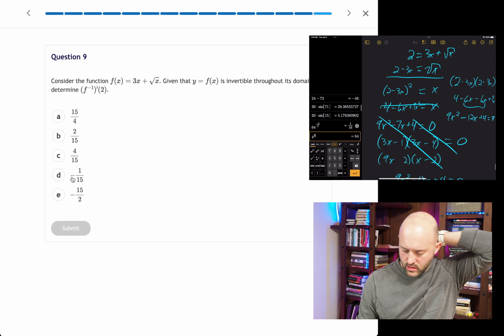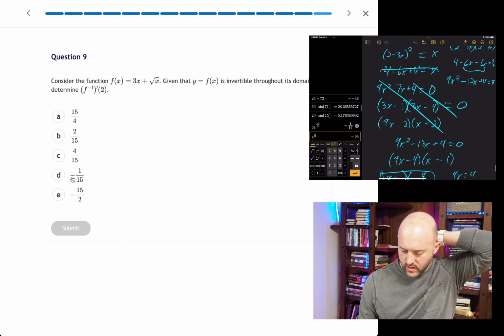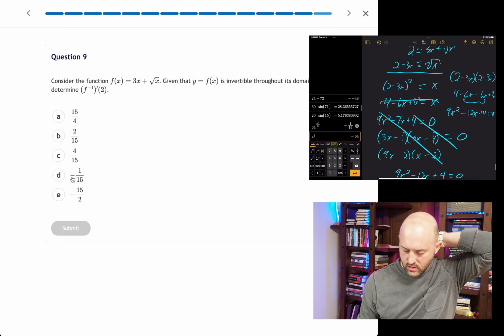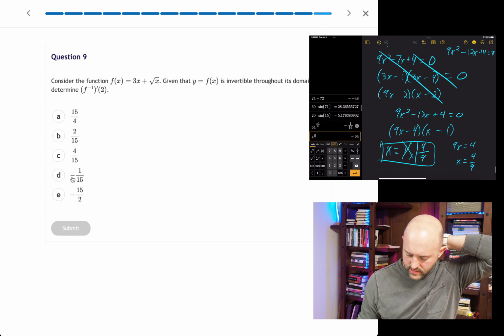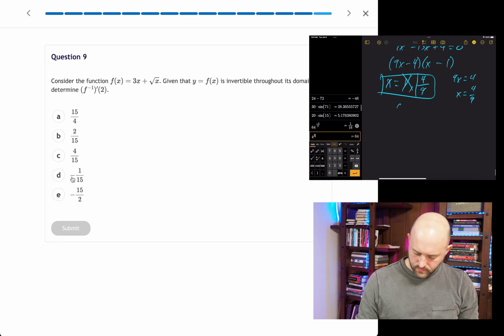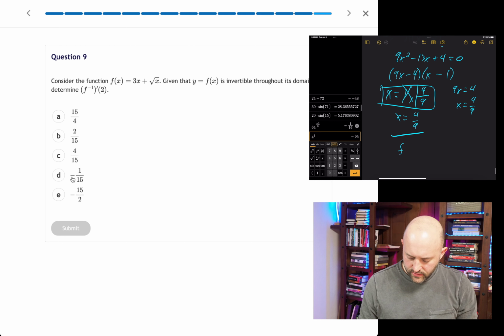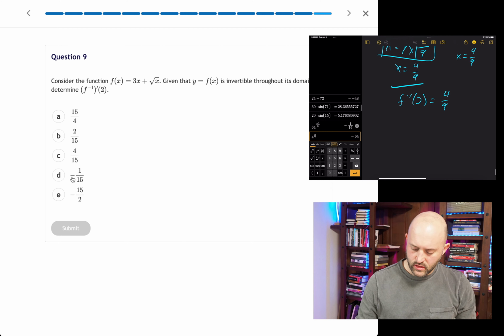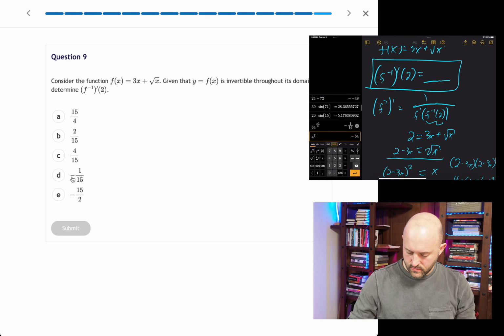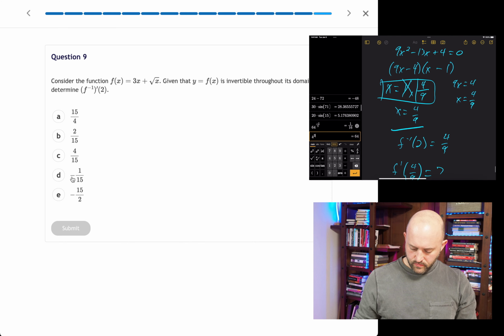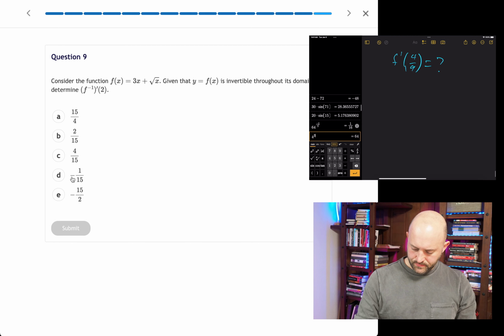Can 4/9 be right? 3 times 4/9 is 12/9, which is less than 18/9. Okay, so x has to be 4/9. Okay, x equals 4/9. We did this. So f inverse of 2 equals 4/9. Now we need to do f prime of 4/9 equals what? Then plug into the top one up here as 1 over that. Okay.